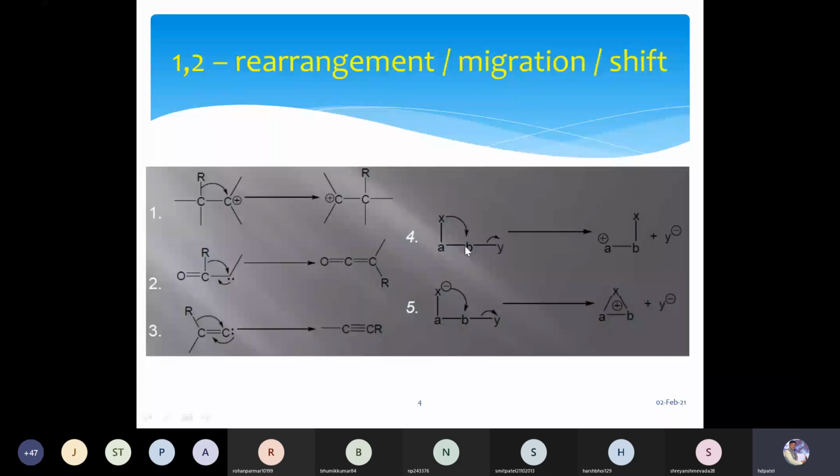Now, if you are sure or have clarity about what types of migrations there are, what the nature of the reactive intermediate should be, and then the nature of the migrating group, then it is very easy to understand the various name rearrangements. We will discuss many name rearrangements. I think in our syllabus, 7 name rearrangements are there. So we will discuss them one by one. But if you have an idea about what type of intermediates will form and how the product will form, then I don't think I have to discuss much. Okay.